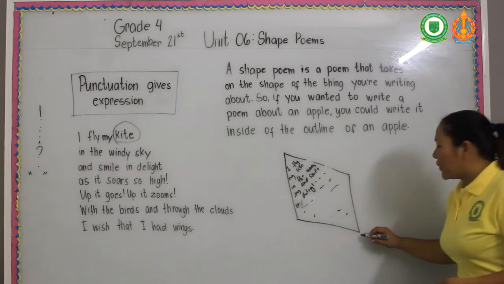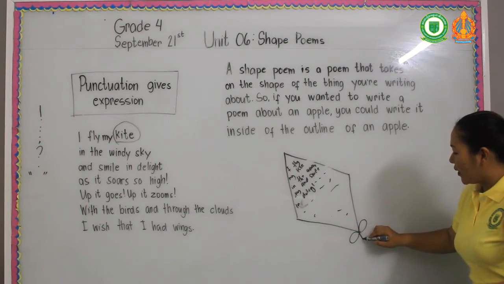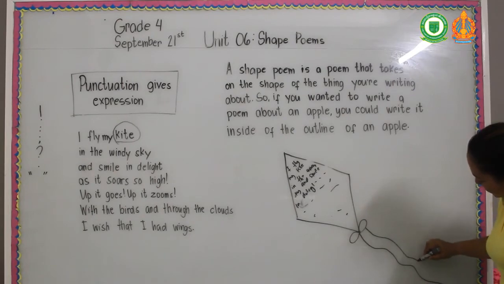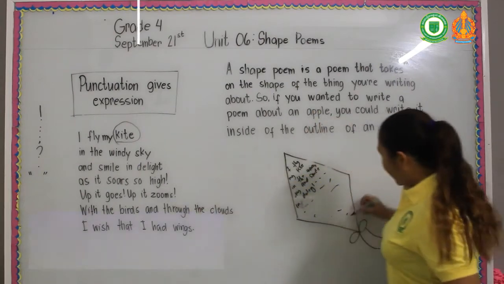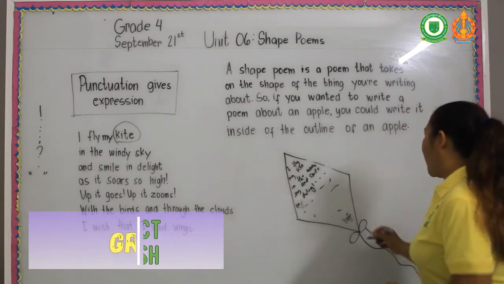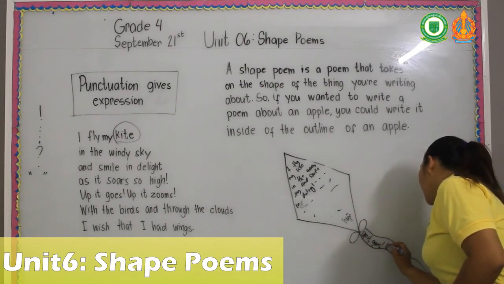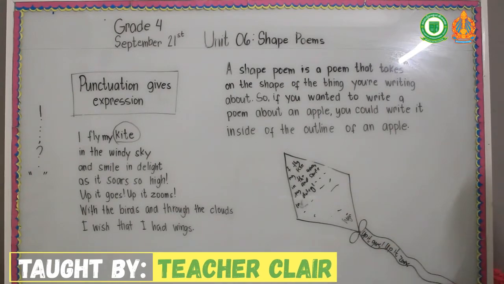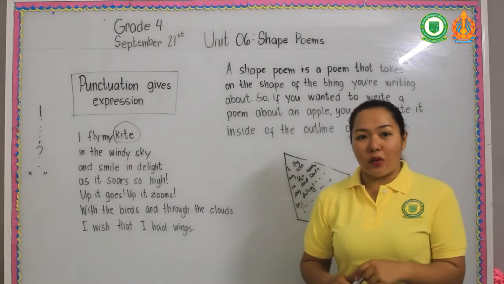Okay, so let's say it's already here, this poem. So this is not complete yet. My kite is not complete. So let's say there's a wing there, and then let's say a tail, just until there. Now up it zooms, up it goes. So you can also write it here. Up it goes, up it zooms. And then so on and so forth. So this is an example of a shape poem, okay?